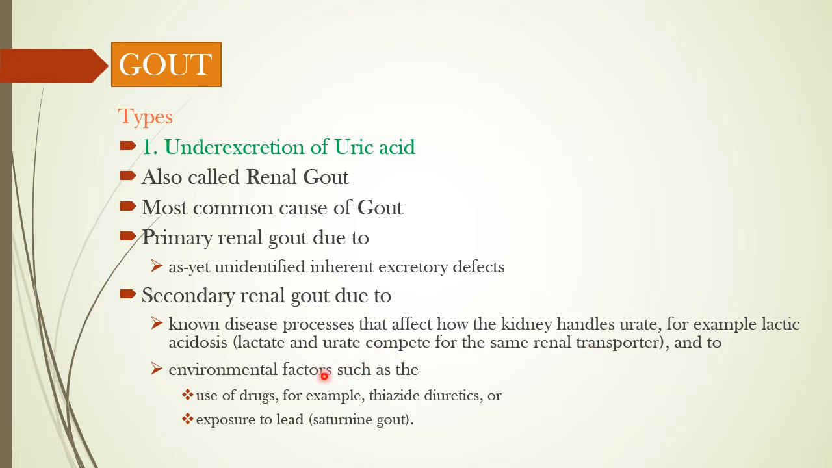The second main reason behind secondary renal gout is the association of environmental factors. For example, if a person is on drugs such as thiazide diuretics, longer consumption of these drugs can damage the kidney, as a result of which renal gout may be precipitated. Similarly, if a person is exposed to lead, then lead can also damage the kidney, and it may also lead to renal gout. The gout associated with lead is also called saturnine gout.